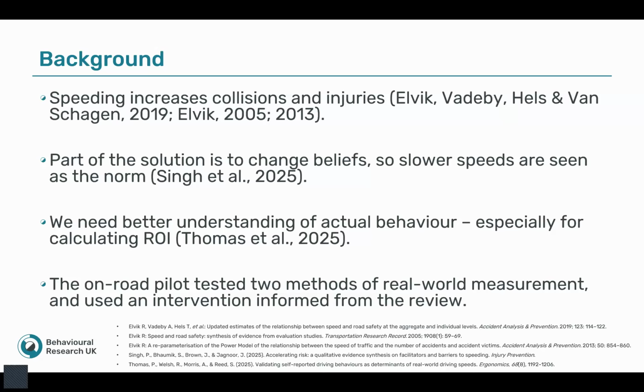So it's not just to do with speeding per se, but it's also to do with getting the speeds at which traffic travels down to more survivable speeds for impacts in collisions, especially with vulnerable road users.